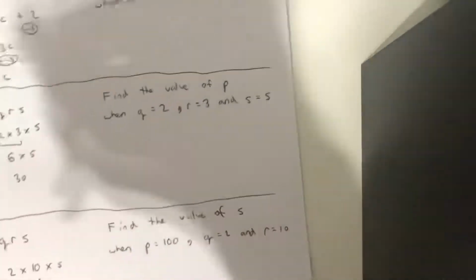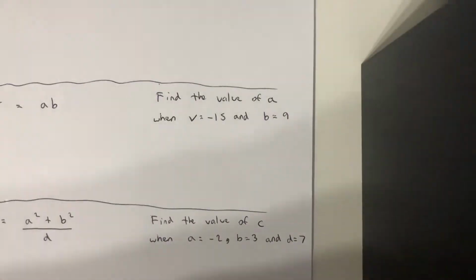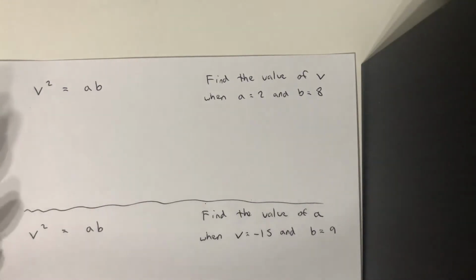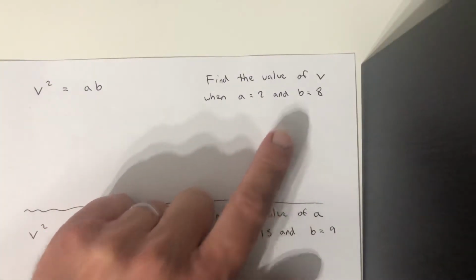Okay, we'll move on to the second sheet now. This time we've got V squared equals AB. All right, a square, but it's not the end of the world. It shouldn't make things too much more difficult. We're going to find the value of V when A is 2 and B is 8.